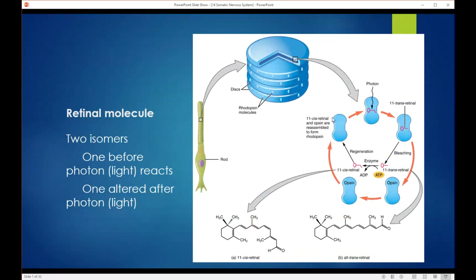So within our eye, we have these retinal molecules. So here's a rod right here. And within that rod, we have those rhodopsin molecules that I talked about. And what happens is that when a photon of light enters them, it will cause a reaction, a change in the chemical shape. So here we have what's called transretinal. So this is what transretinal looks like. And then this is cisretinal, or 11-cisretinal.